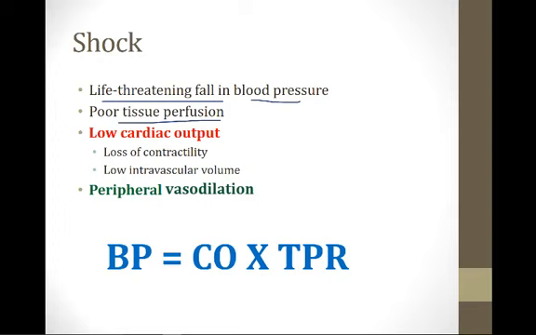Recall that your blood pressure is dependent on your cardiac output and your total peripheral resistance. So the way that you can develop shock and a life-threatening fall in blood pressure is if either the cardiac output or peripheral resistance are low.